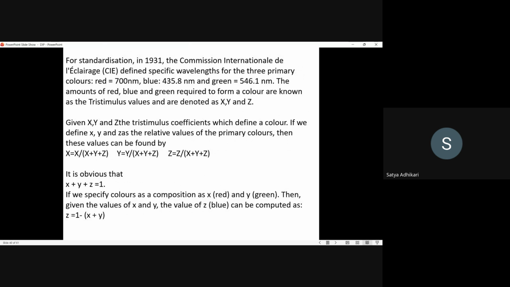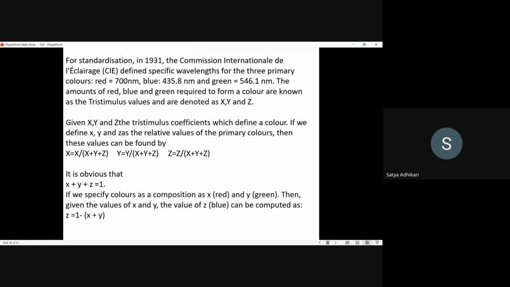You see there is a CIE model for standardization in 1931. The Commission Internationale de l'Eclairage, CIE, defined specific wavelengths for the three primary colors. Red is 700, blue is 435.8, about 436. So that is why it is written 436 in our picture slides. Green is 546.1 nm. So each primary color has a specific wavelength.